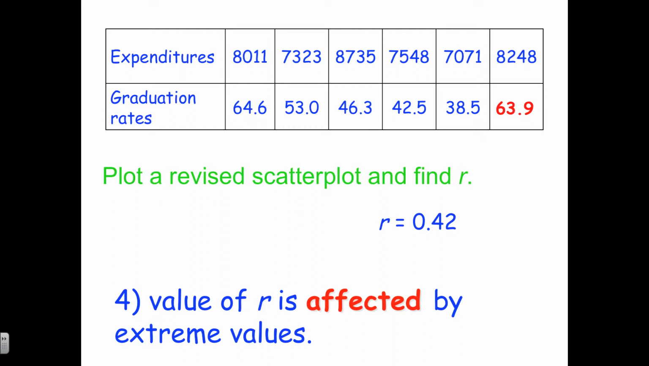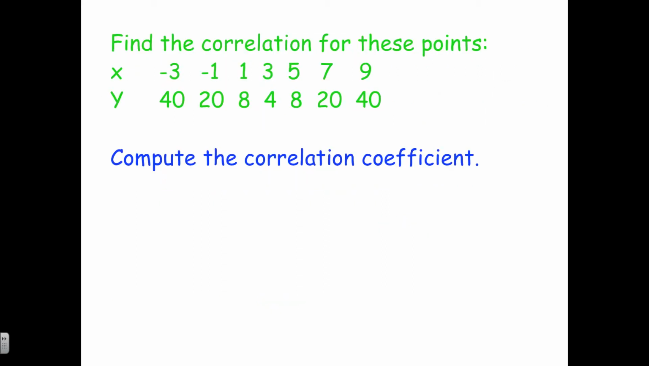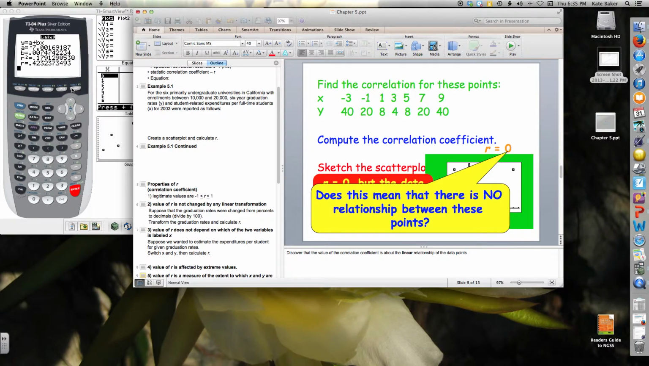Value of R is affected by extreme values, which is why you need to comment on them in your discussion of a scatter plot. So if I were to find the correlation for those points, I'm going back to my calculator.